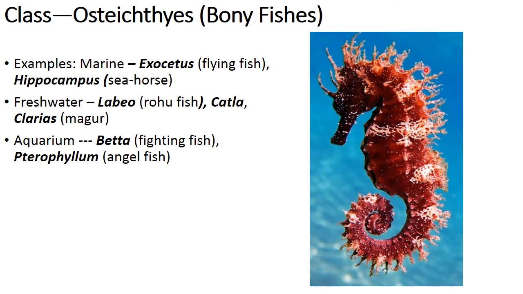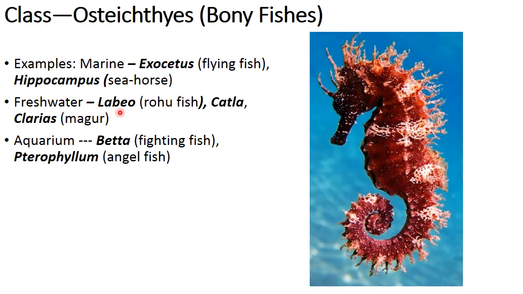Uska photo yahan pe hai. This is the only fish that will be vertical in water. Nahi to fish kya hota hai? Horizontal like this, swimming like this. Magar ye kaise swim karte hai? Vertical on the water. Aur males mein ek brood pouch hota hai that they carry the young ones.